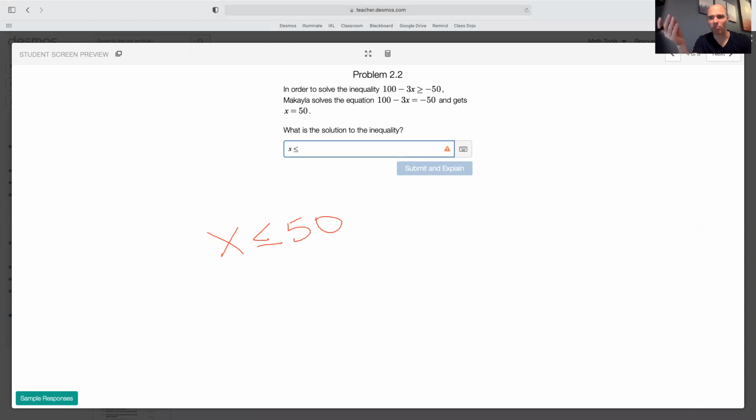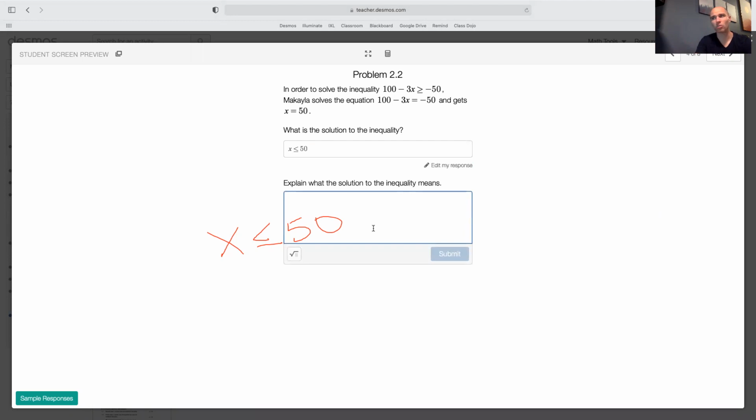Now, if you're not on a Mac, another way you can do that is you can make the less than sign, the one that's just above the comma, but you're like, wait, I need my equal bar because it's supposed to be less than or equal to. Now, if you don't hit space or anything and you put an equal sign next, Desmos knows what you're trying to do and they give you a less than or equal sign. And so I think that's what our solution here is, that x needs to be less than or equal to 50. And so explain what the solution to the inequality means.